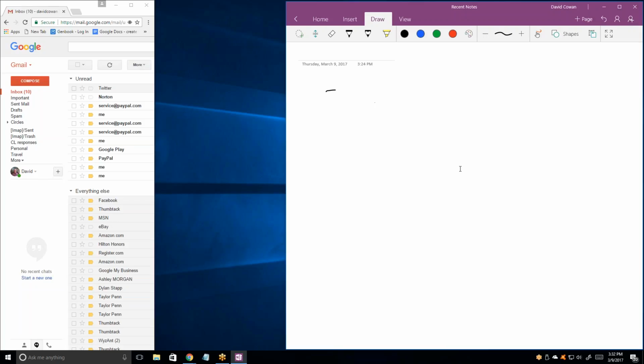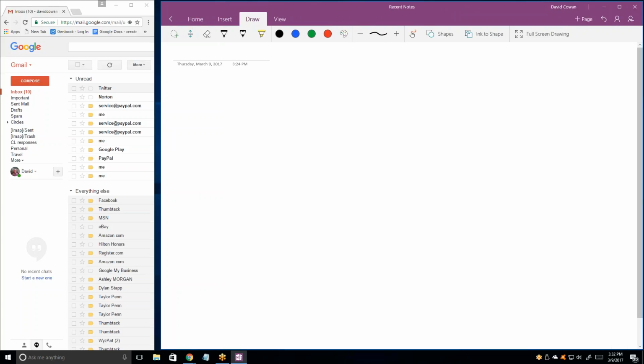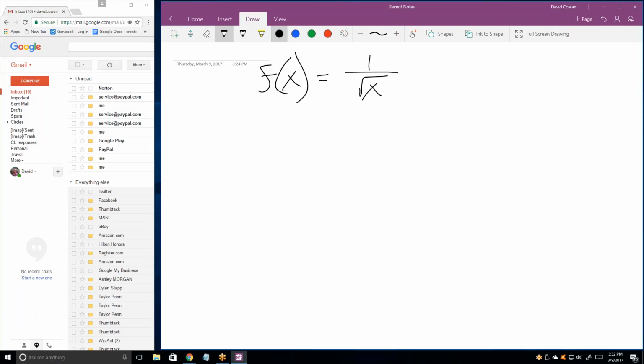My computer isn't loading the page for a sec. Okay, there we go. So it says find f prime of x for f of x equals 1 over the root of x with no negative exponent. Like that? Yes. Okay.